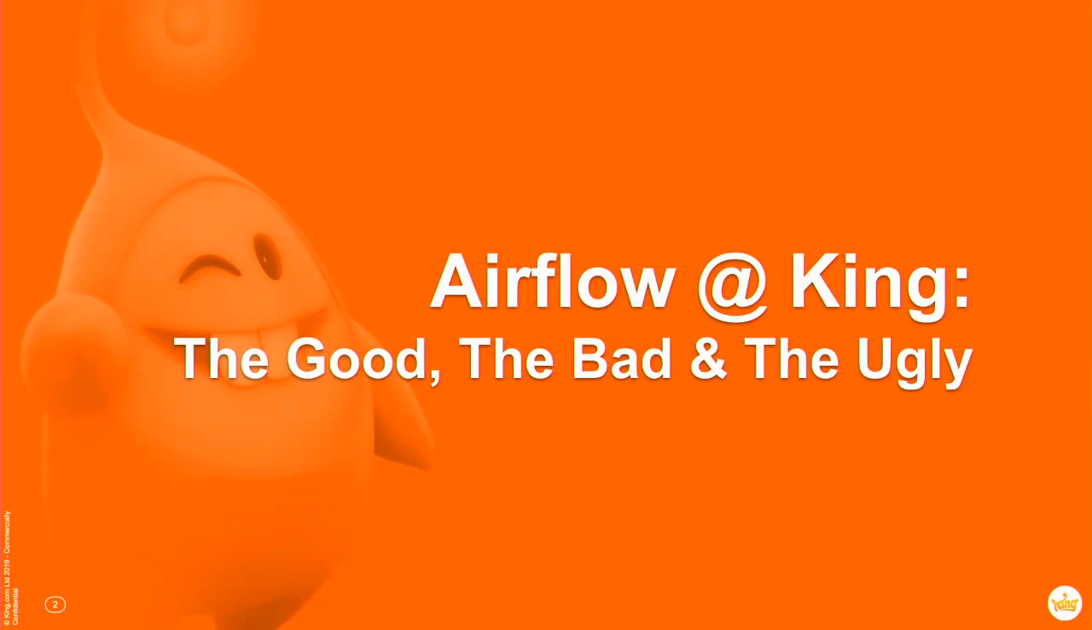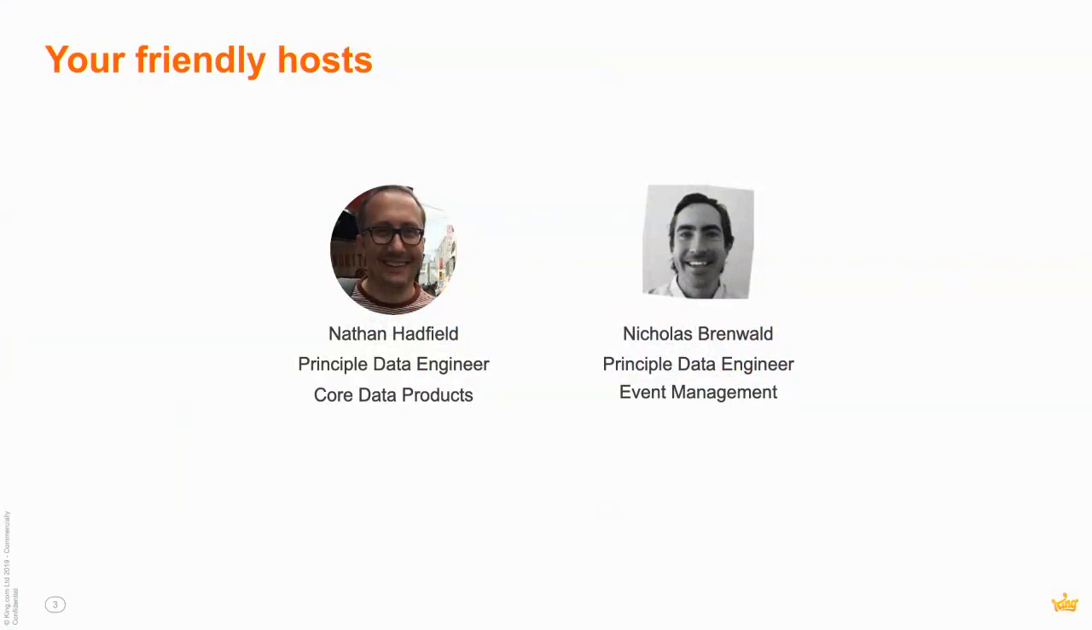Quick introductions. My name is Nathan. I'm a principal data engineer in what's called the Core Data Products team. And tonight you get 2 engineers for the price of 1. So I'm Nick, and I am the manager for the event management team in King. And these 2 teams form part of a larger shared tech org at King, which deals with all things tech that's shared.